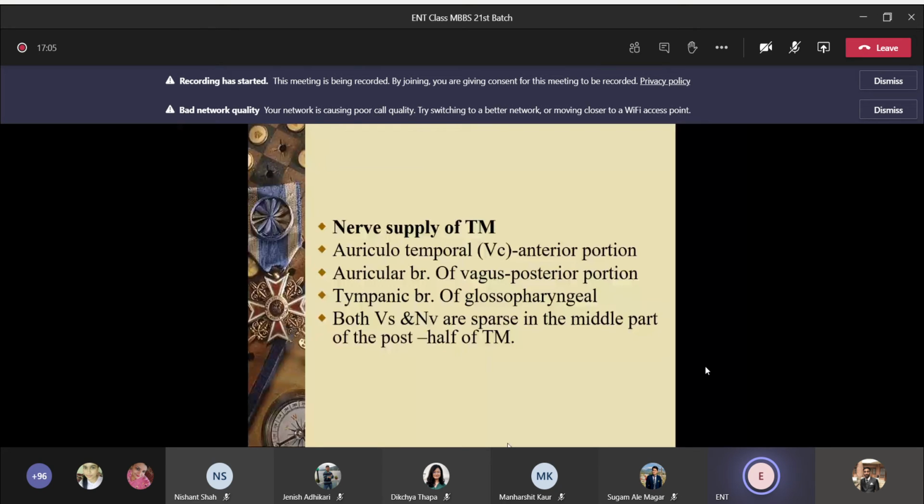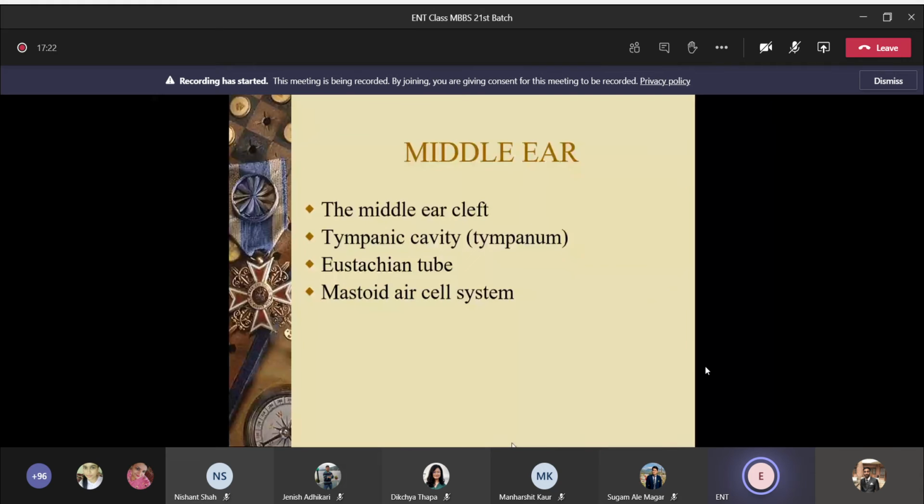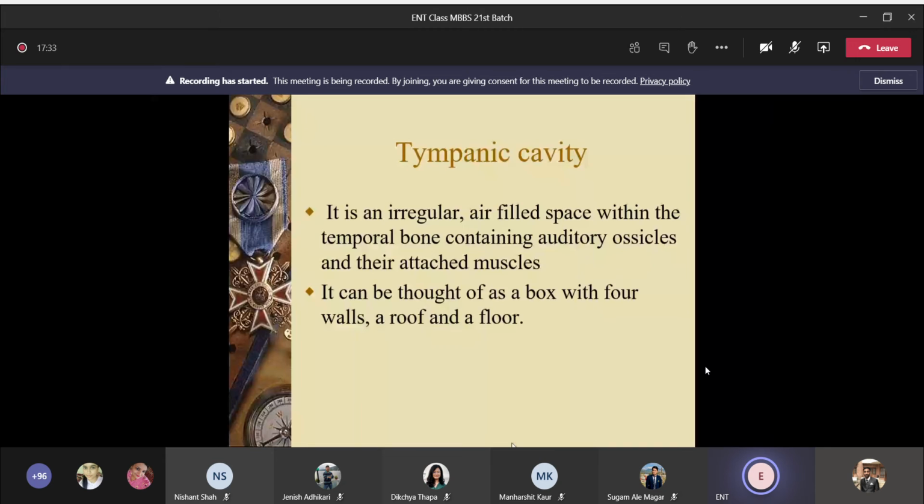Now, coming to the middle ear, it's also known as the middle ear cleft. The middle ear cleft consists of the tympanic cavity or tympanum, the eustachian tube, and the mastoid air cell system. Coming to the tympanic cavity first, it is an irregular, air-filled space within the temporal bone, containing the ossicles, and to the ossicles different muscles are attached, like the stapedius muscle and the tensor tympani muscle.